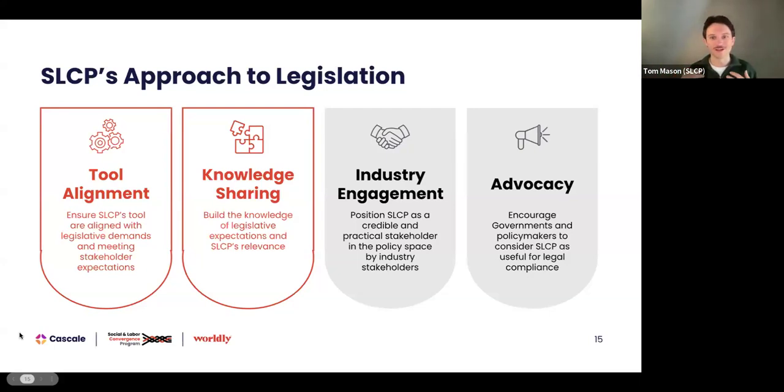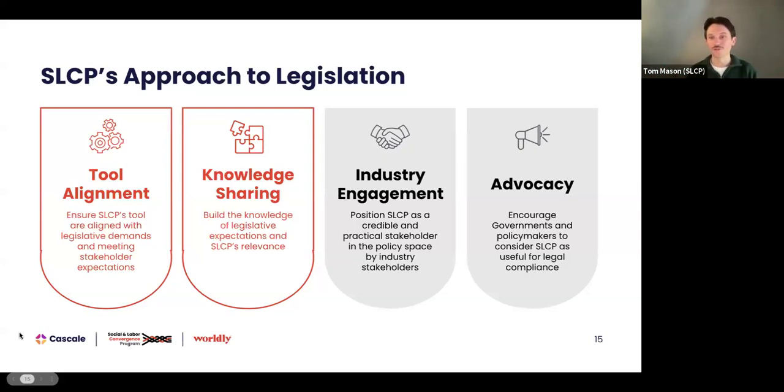And we do this by putting on events like this, engaging with different stakeholders, collaborating between ourselves to make sure that what we're doing and how we're positioning ourselves and the tool is aligned in the context of legislation, and organizing roundtables and events and trainings. And this is really critical to making sure that we're all on the same page when you're using the CAF or FSLM for legislation purposes.